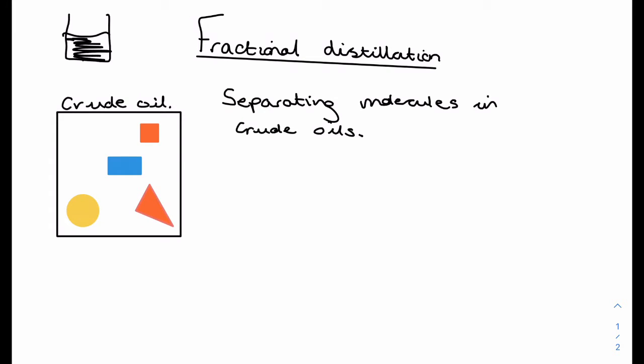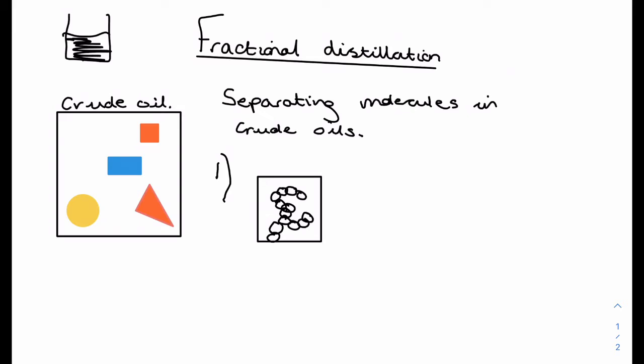So it's separating molecules in crude oil, and there are two processes that happen, two processes that I know you will have looked at in probably year 7 to explain this. We'll start with crude oil, which is a liquid, and the diagram we often use to show liquids is particles that are touching each other. These circles are particles that are touching each other. They're a bit randomly organised, not organised regularly, and that's our liquid.